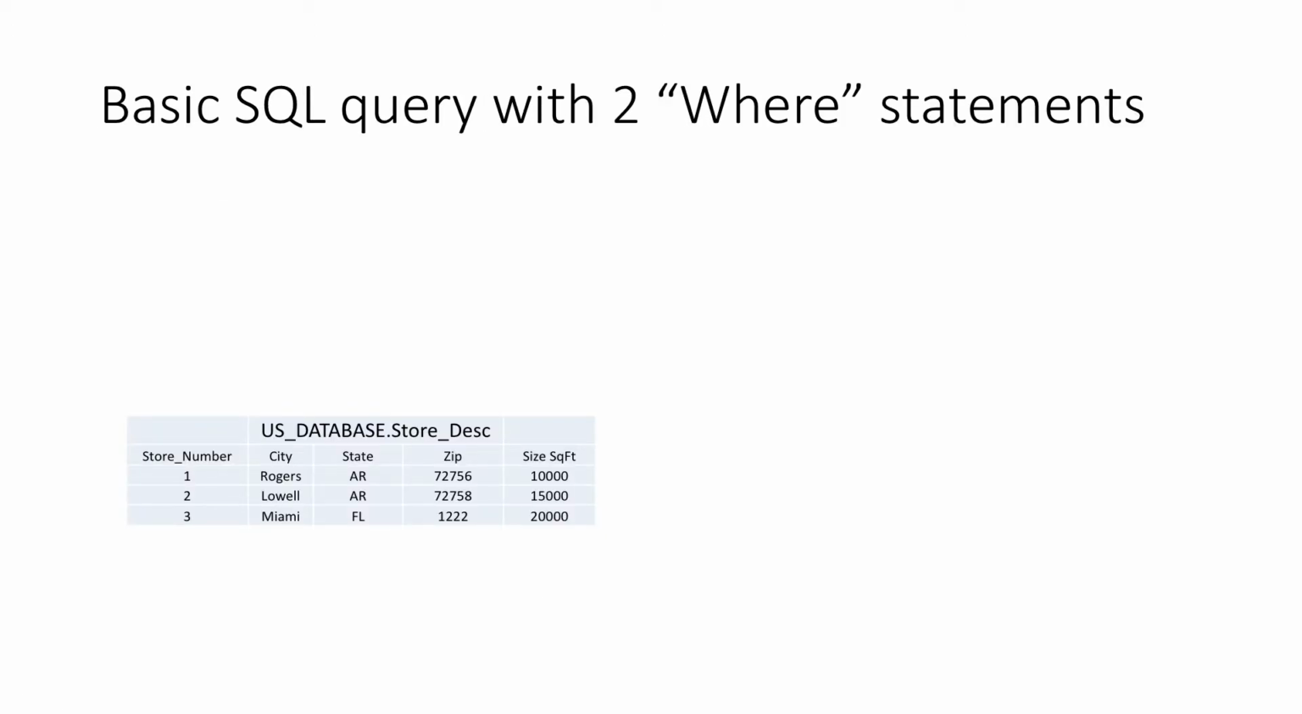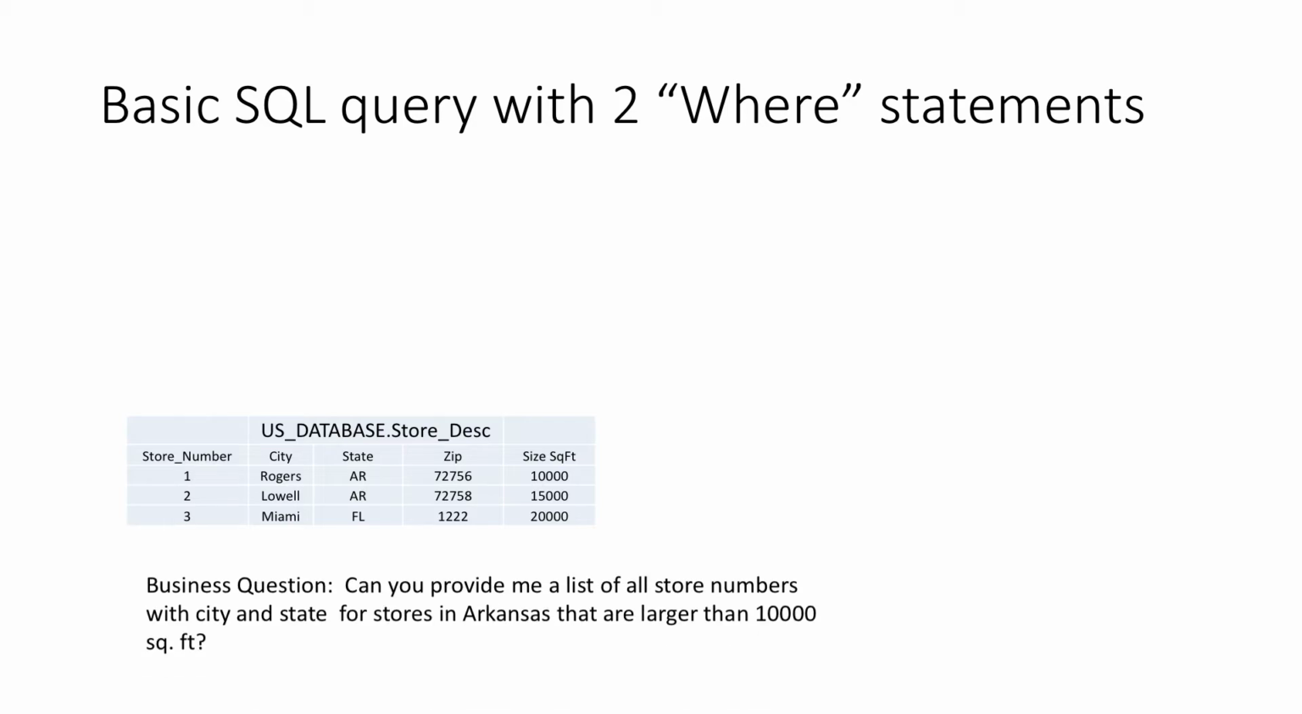Okay, so we're going to continue on the where conditioning. Again, we have our table that exists out there in the system on the RDBMS, and we get a business question that we'll need to go query this table. Can you provide me a list of all store numbers with city and state for stores in Arkansas that are larger than 10,000 square feet? So instead of us having to manually go out there to some spreadsheet, this is going to go to the database and pull this data for us.